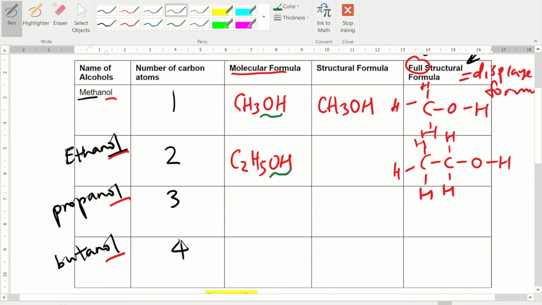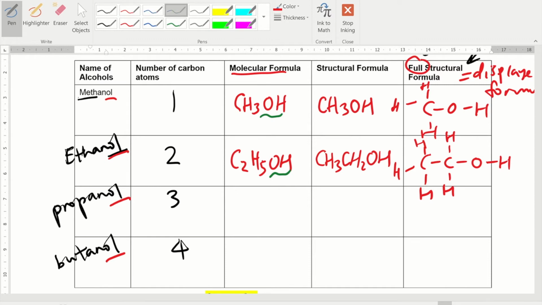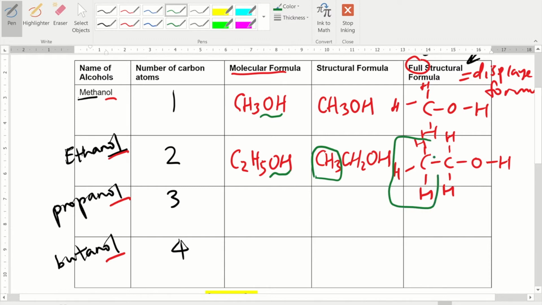So what is structural formula? Structural formula is a simplified version of the full structural formula, and it looks like this: CH3CH2OH. This CH3 is here, this CH2 is here, and likewise, I will always have my functional group at the end.